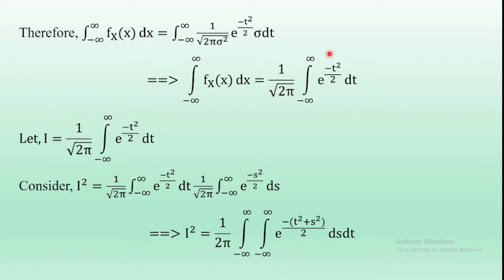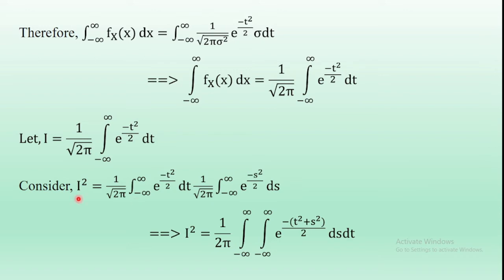Because of that, for the RHS term of this integration, I am considering another variable, capital I. Capital I is equal to 1 divided by square root of 2 pi integral minus infinity to infinity e power minus t square by 2 dt. This RHS term is the I value.